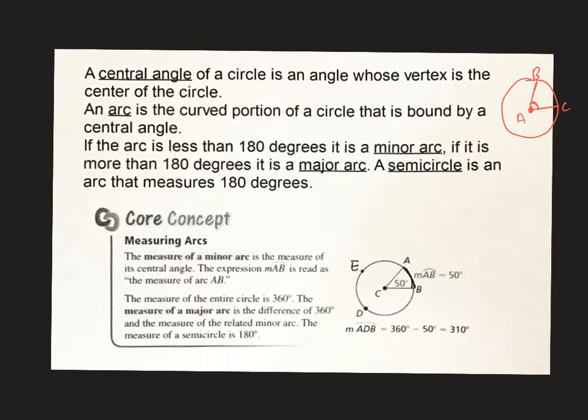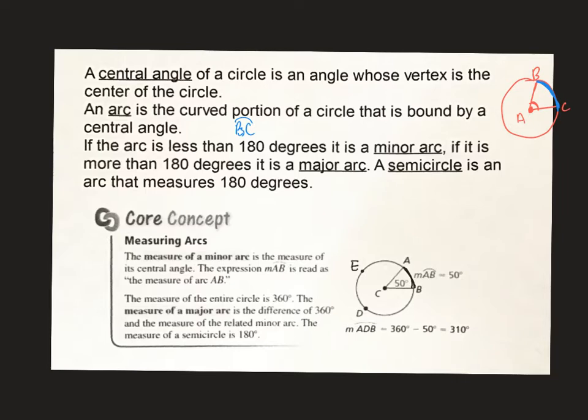So the arc is the curved portion of a circle that's bound by a central angle. So if we look at that same central angle here, the arc would be this portion of that circle in between B and C. When we label an arc, instead of a line over the two letters, we use an arc or a curved line. So that would just be like saying the arc BC. So we write BC, we put an arc above it, and that's the label for it.